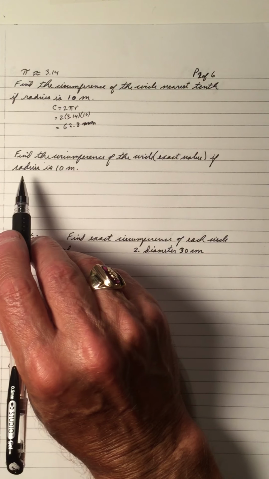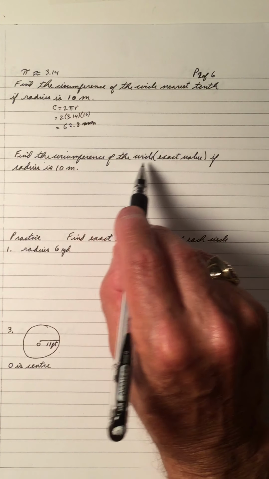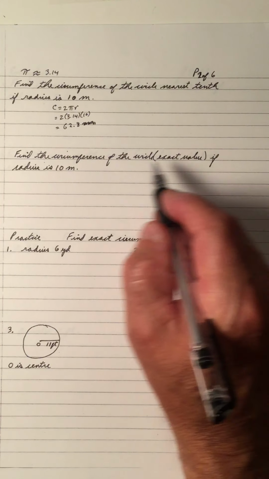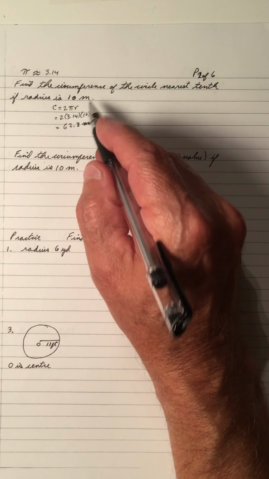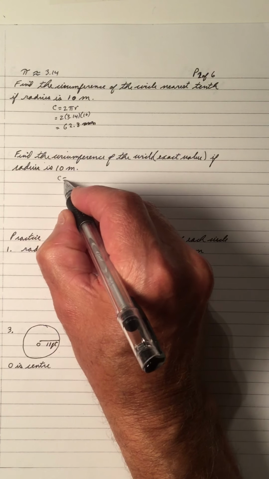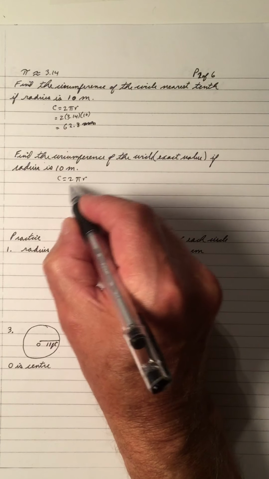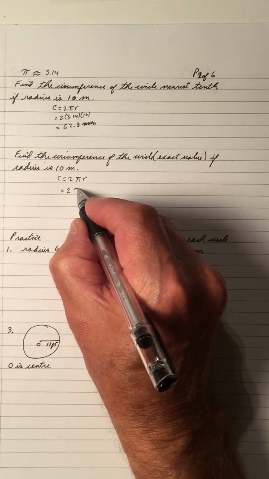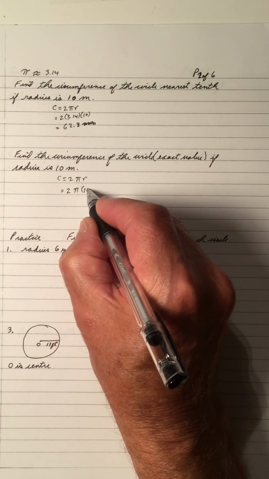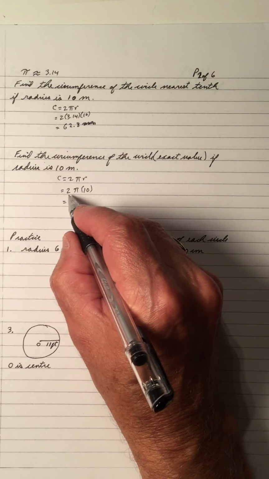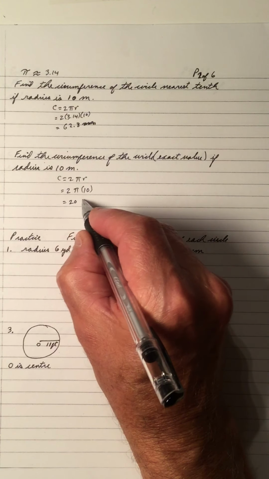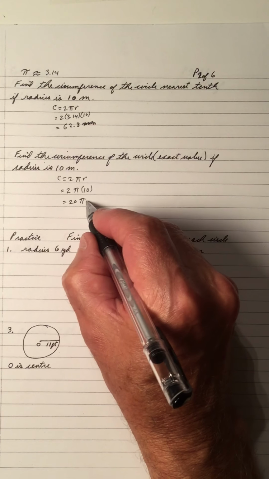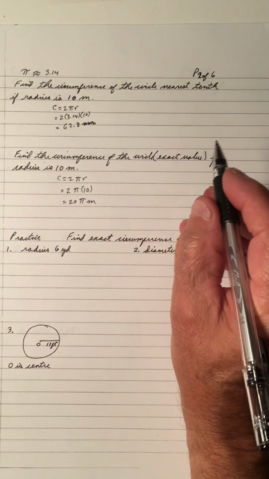Now, what about if we want to find the circumference of a circle, the exact value, if the radius is 10? The same radius as before. So the circumference is 2 pi r. 2 pi r is 10. And 2 times 10 is 20 pi. And the measurement is meters.